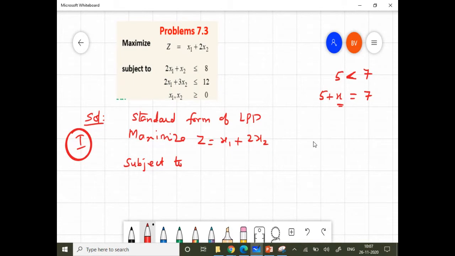So to do so, for every inequality, I'm introducing one new variable, S1 and S2, so that the inequality will be converted into equality. You see, in the graphical method, we assumed the inequality to be an equality to draw the lines, but here there is no assumption. We are converting every constraint, every inequality into an equality by using some dummy variables.